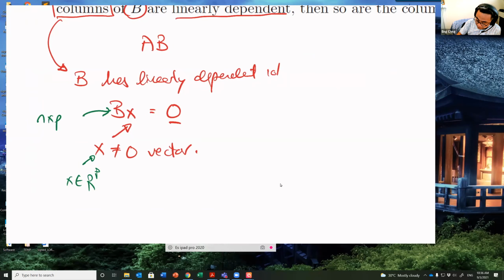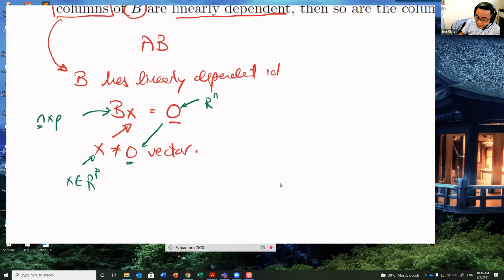What about here? This is a zero vector. The dimension is n. Therefore this zero and that zero are not the same zero.